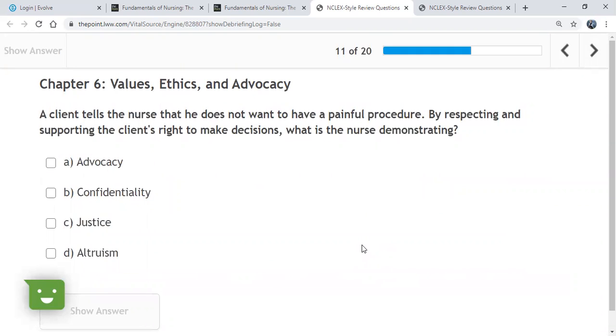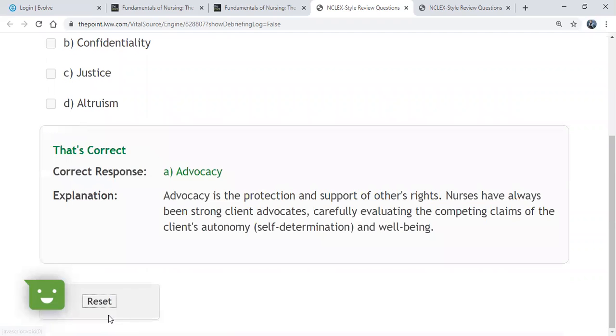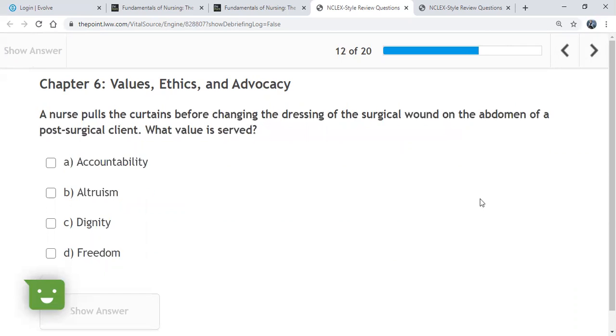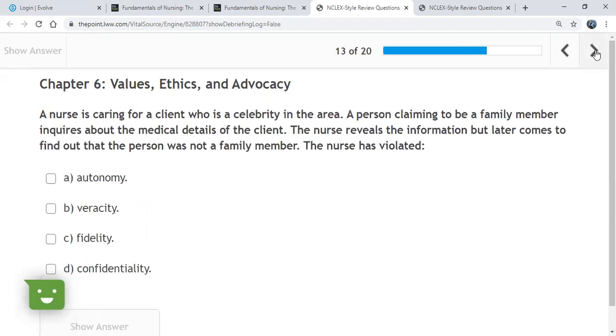All right, we're going to do one more from here and then I'll go to chapter 7 so we can do a few from there. A client tells the nurse he does not want to have a painful procedure. By respecting and supporting the client's right to make decisions, what is the nurse demonstrating? A. A, advocacy. Is that what you said? Yes. Okay, good. All right, so you definitely want to go through these, okay, and know the different ones. Let's see. Veracity is truth telling.